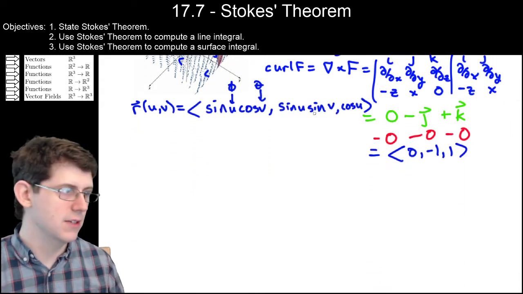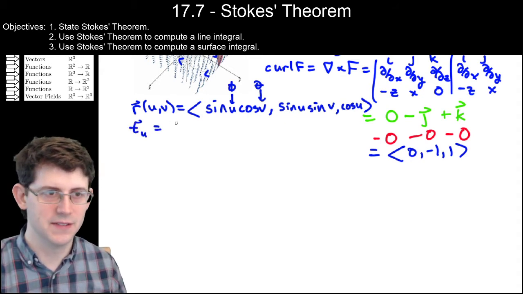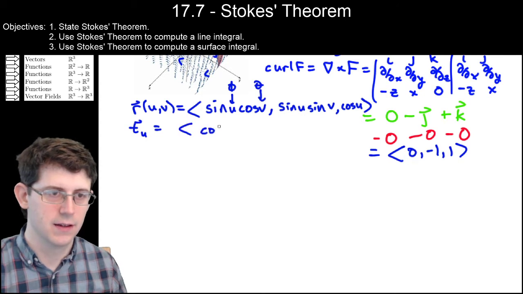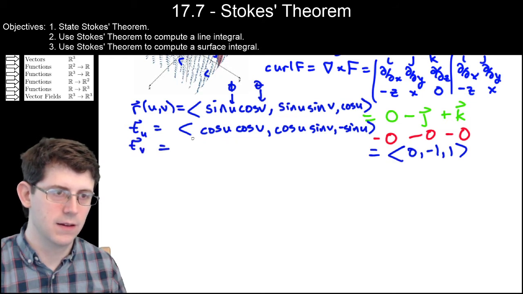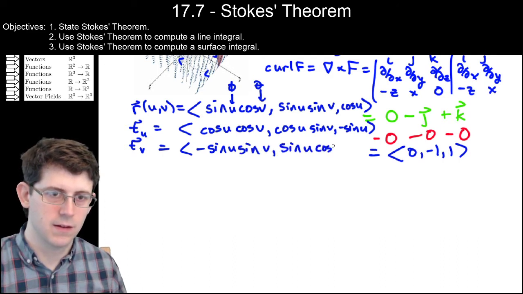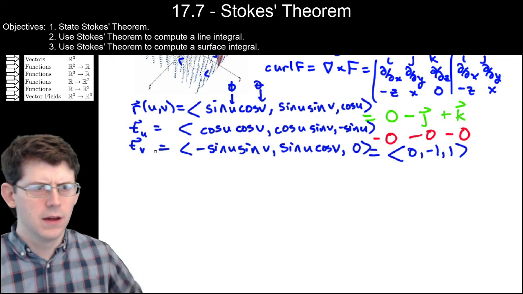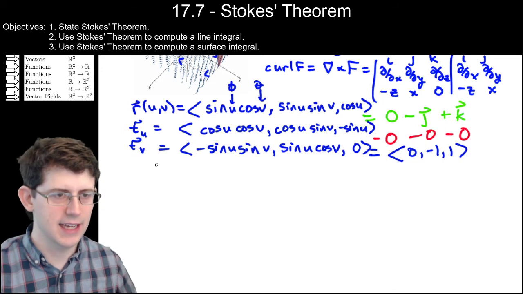So I have to do Tu. It's the u partial derivatives of this thing. And Tv, the v partial derivatives. And then we cross them. Is there any way out of this? I guess Tv has a common factor of sine u.